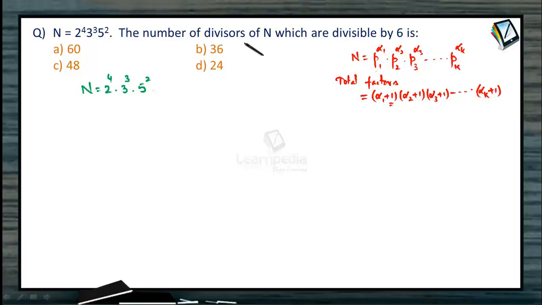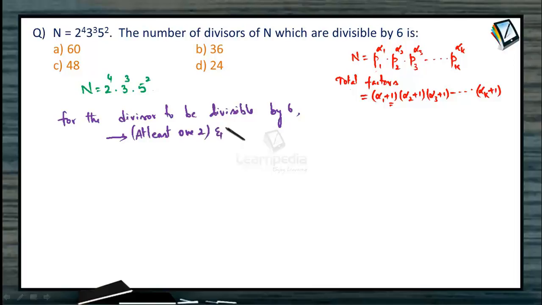We are not required to find the total number of divisors. We need those divisors which are divisible by 6. So for the divisor to be divisible by 6, what is the condition? Out of the 4 2's and 3 3's and 2 5's, we must include at least 1 2 and at least 1 3. When the divisor has at least 1 2 and 1 3 in it, then the divisor will be definitely divisible by 6, and it can include any number of 5's, right? Then the factor would be definitely divisible by 6.